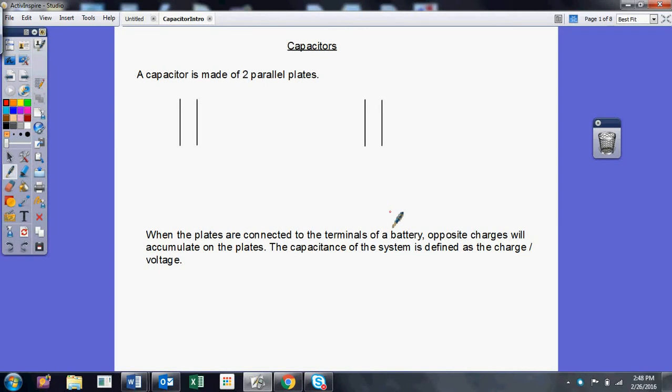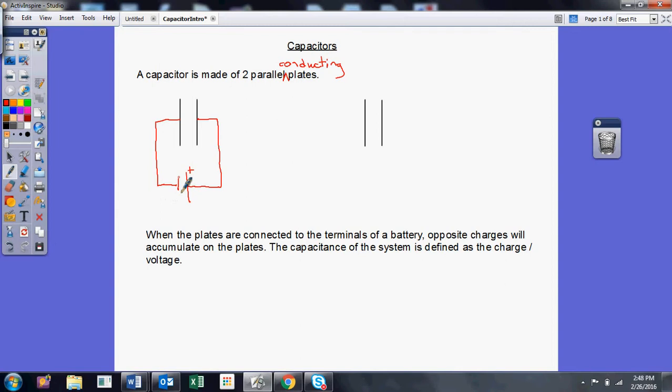A capacitor is made of two parallel conducting plates, and when you connect these to a voltage source, for example a battery, one plate is connected to the positive terminal of the battery, the other plate is connected to the negative terminal.